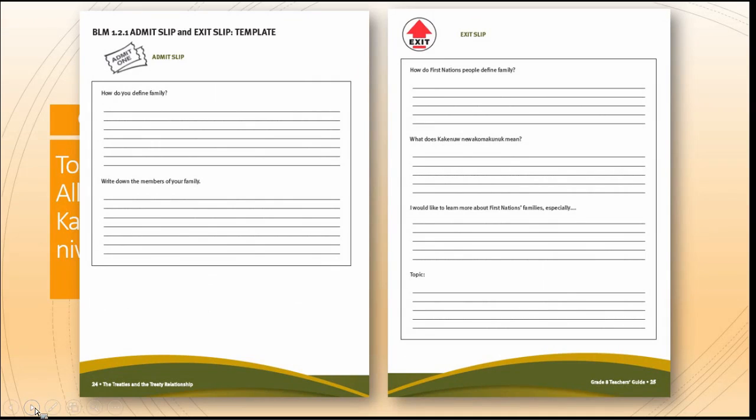Maybe it's your best friend, who you happen to call auntie. Write down the members of your family. So there's no right and there's no wrong here. You are defining family, right? So you start off with an admit slip.